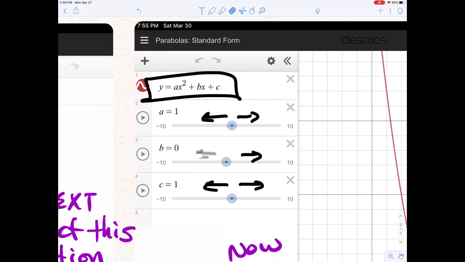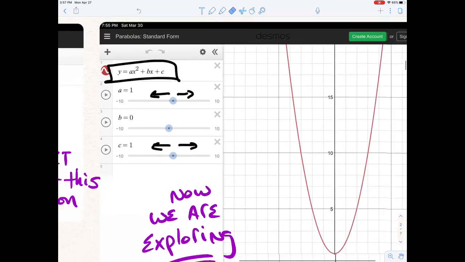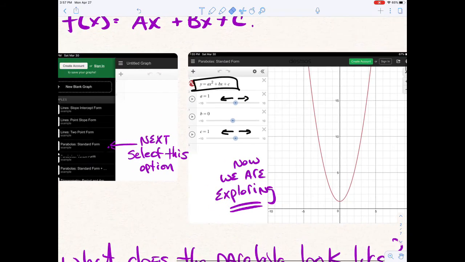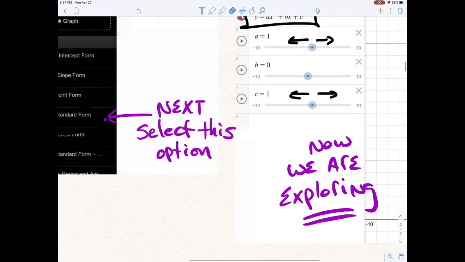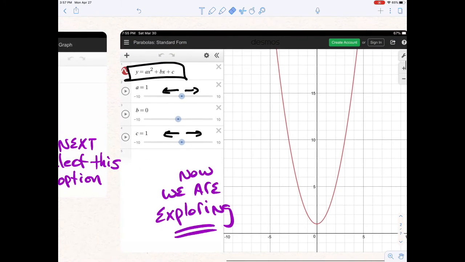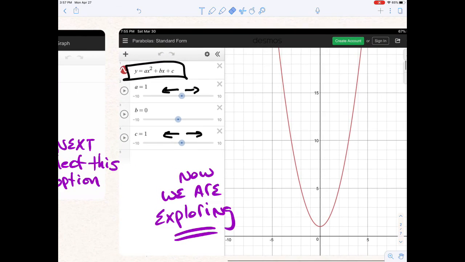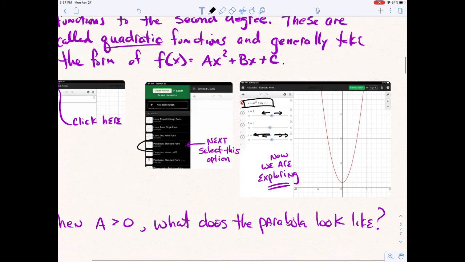The only ones we really want to focus on for today would be these two, the A value and the C value. So you may want to consider opening up Desmos, clicking on the hamburger stack, choosing Parabola's standard form, and sliding the A value left to make it negative or right to make it positive. Or moving the C value left or right to see how that changes your graph. That's going to give you some information as to what your graphs should look like. You can do that as long as you feel like you need to. It's a fun little activity for a minute or two.